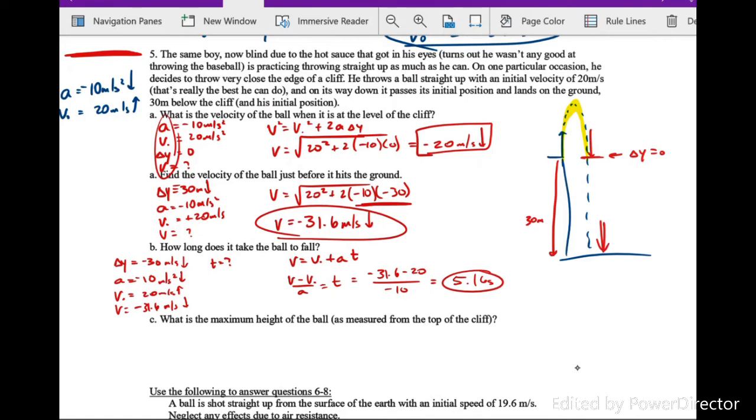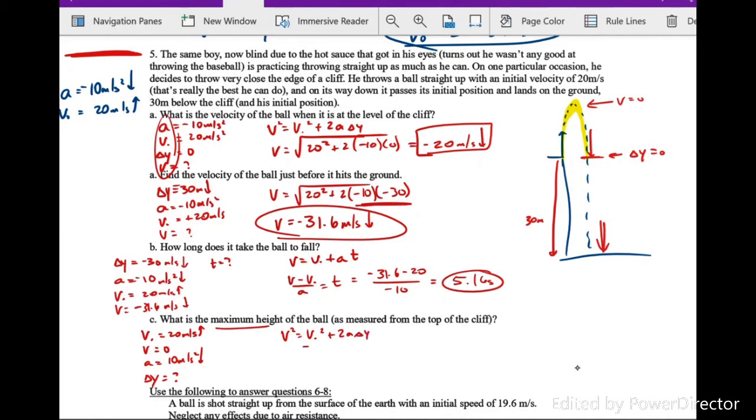Then we want to know the maximum height of the ball. Well, this is maximum height. It's an important point. That's where the final velocity is 0. The initial velocity is 20. Final velocity is 0. The acceleration is 10 meters per second squared down, so make it negative. Delta y, we don't know.